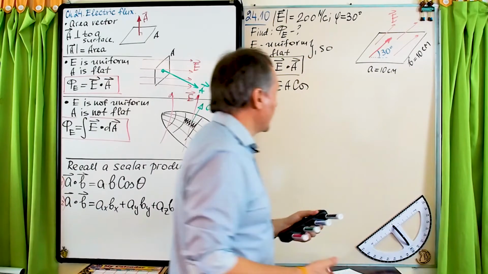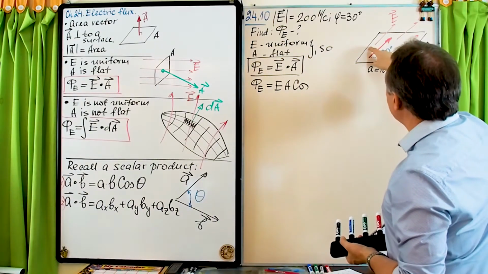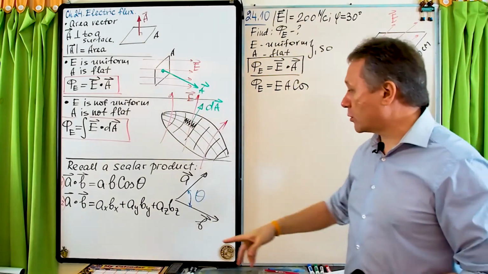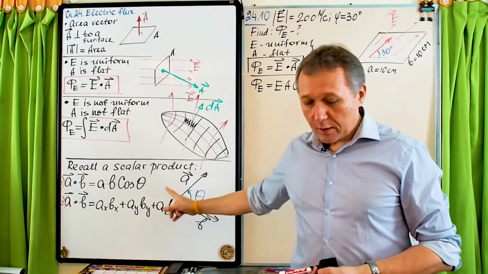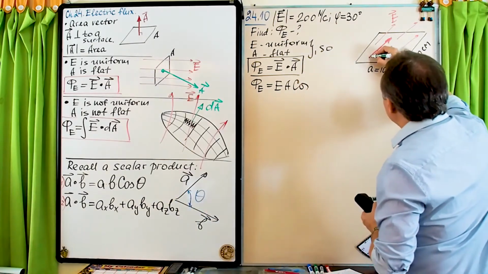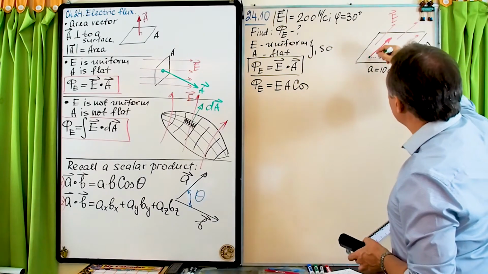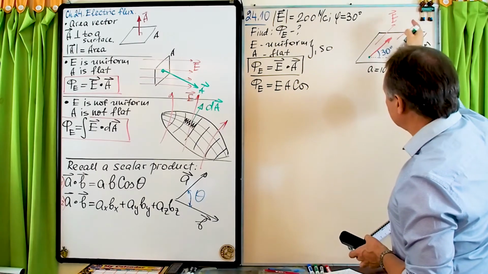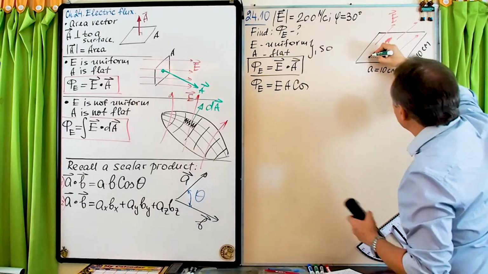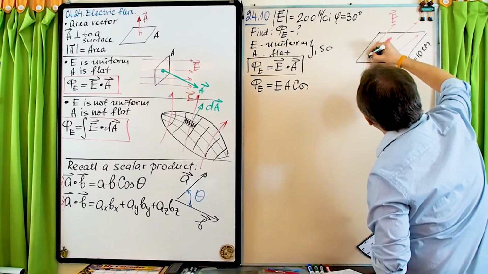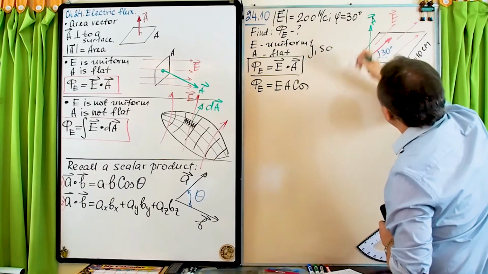So let's draw it. Of course you can draw it anywhere. You can draw it from this point or from that point, but of course, as I told you, in order to find the correct angle, we need to position both vectors at the same point. So let me draw vector A from this point, so my vector A and this vector E will work together. Right? So let me draw it this way. So this is my area vector.